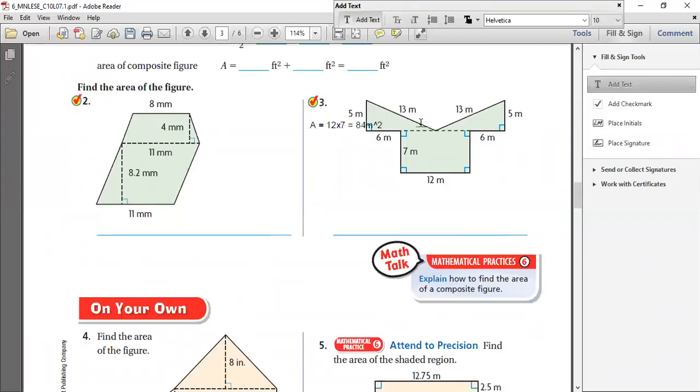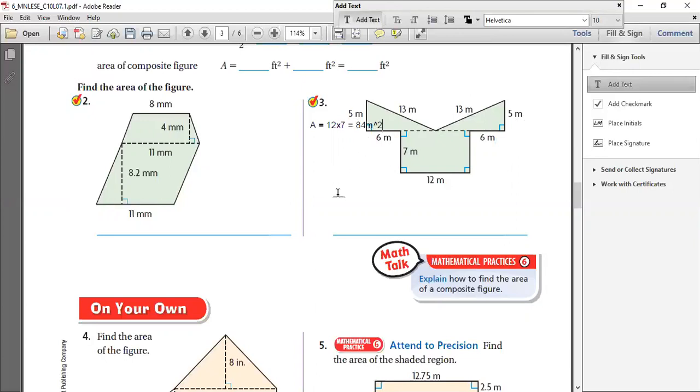Now we have to find the area of the triangle. Both the triangles are looking similar. The height is 5 and this side of the triangle is 13. Similarly, both the triangles are the same. So we can find the area of one triangle and then multiply by 2.